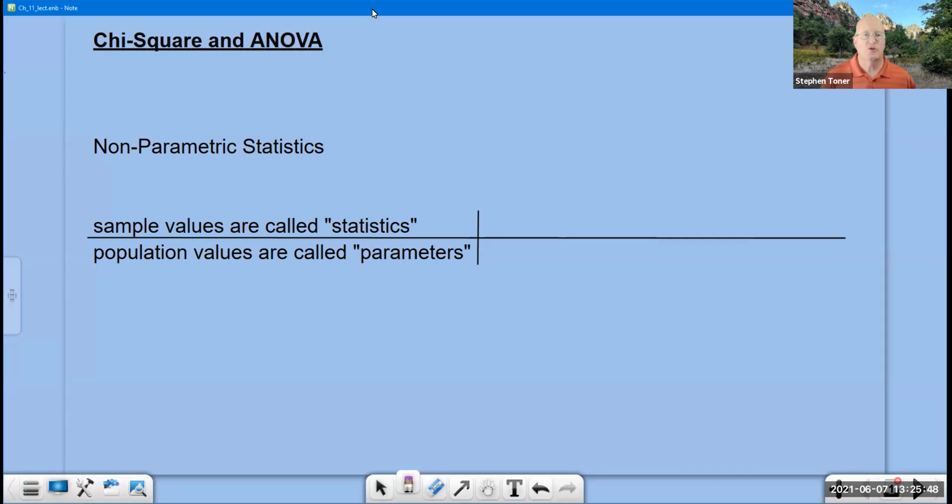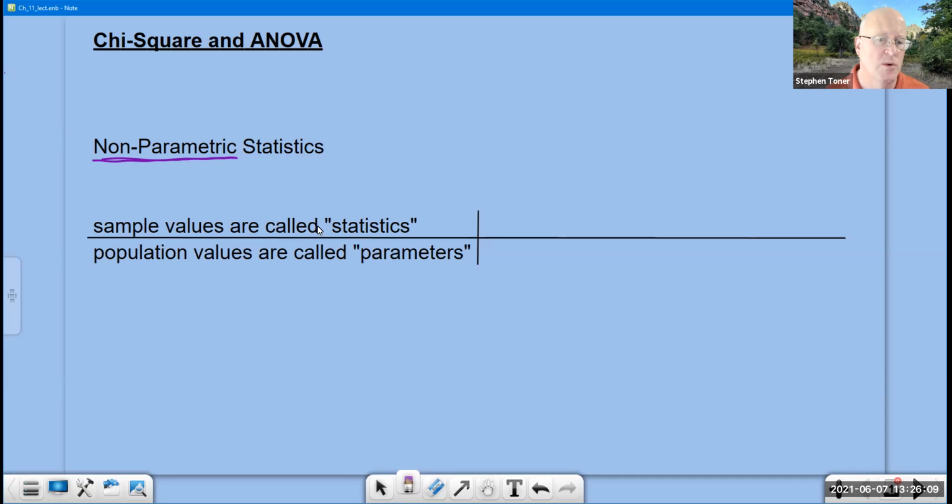In this chapter, we will be learning a few more hypothesis tests, but they are of a different type. They are known as non-parametric hypothesis tests using non-parametric statistics. Now, to really understand what this means, let's focus on the word parameter.